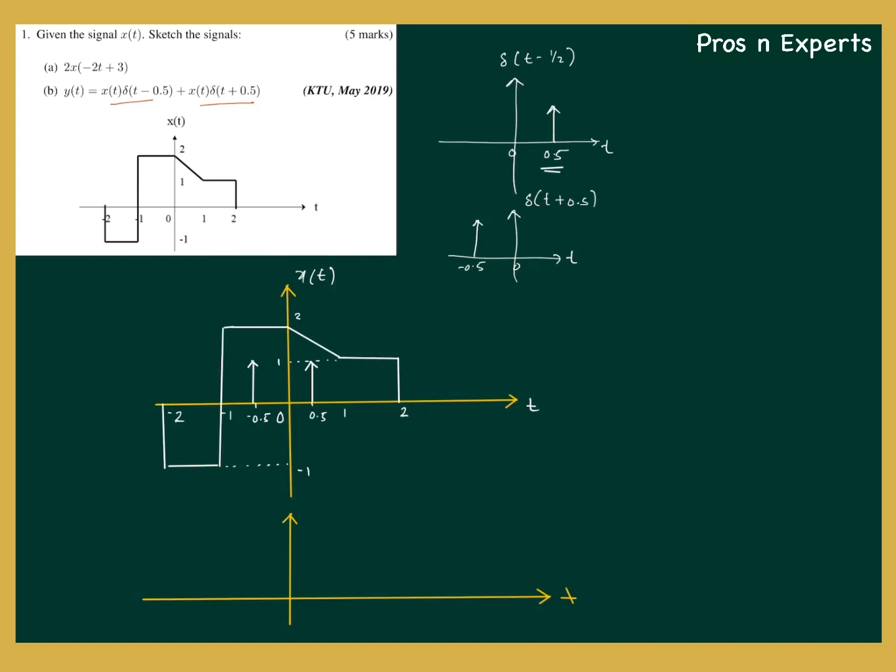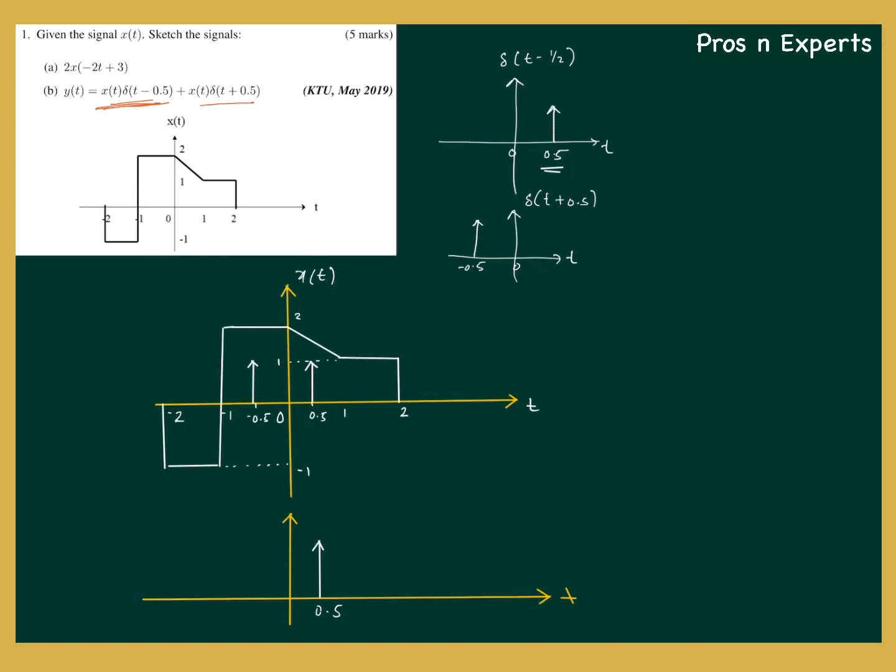Okay, so the signal will be an impulse. Now it is located only at 0.5. This is x of t into delta of t minus 0.5, which is our first term. We are doing the first term, x of t into delta of t minus 0.5.